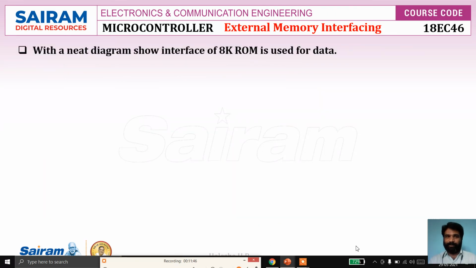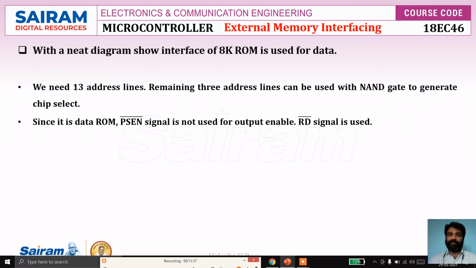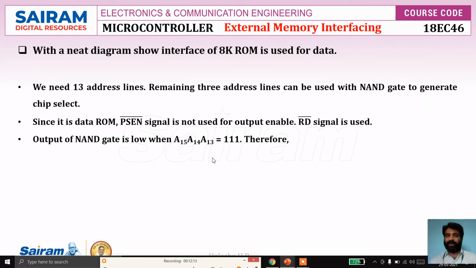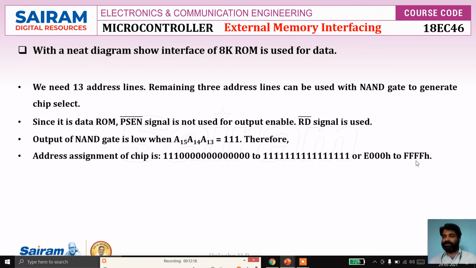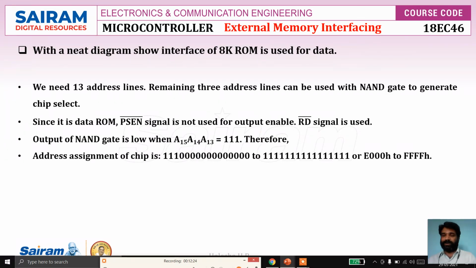Some small explanation. We need 13 address lines. The remaining 3 address lines can be used with the NAND gate to generate the chip select. Since it is ROM used for data, the PSEN signal is not used for output enable. The RD signal is used because it is data memory, not program memory. So the NAND gate output is low when A13 to A15 are 1 1 1. Therefore, the address range is E000H to FFFFH. So this is how, based on the questions, you need to write the answer.